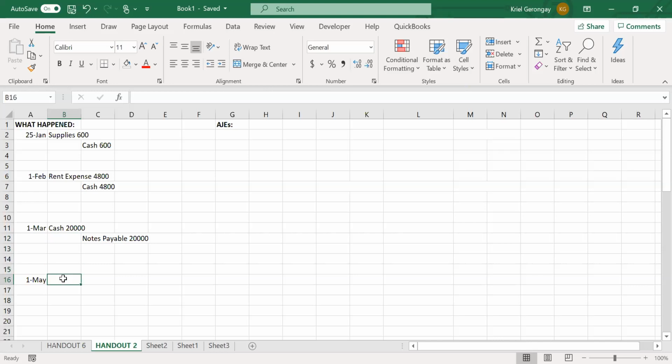Thank you. So for May 1st, you purchased office equipment for $30,000, paying $6,000 down and signing a 2-year 12% annual rate note payable for the balance. The office equipment was expected to have a useful life of 10 years and salvage value of $3,000. Straight line depreciation is used.